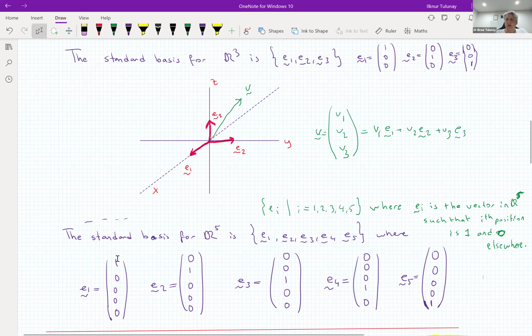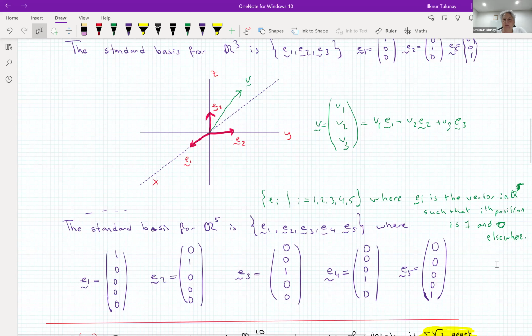So this is the first position, you have 1, all the others are 0. This is the second position is 1, all the others 0. And then this type of writing allows you to write it down for an n-dimensional real vector space. That's the key. Okay, I think that's all I want to say for this question.